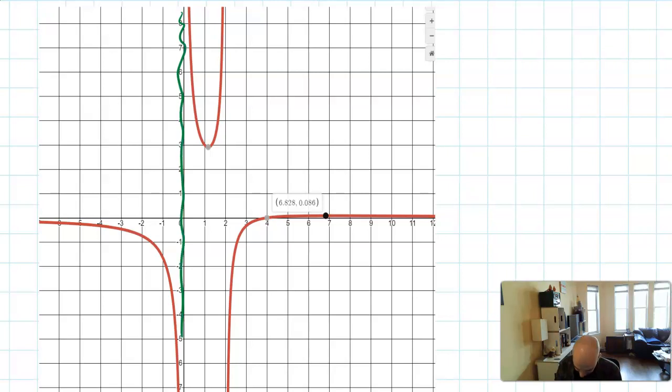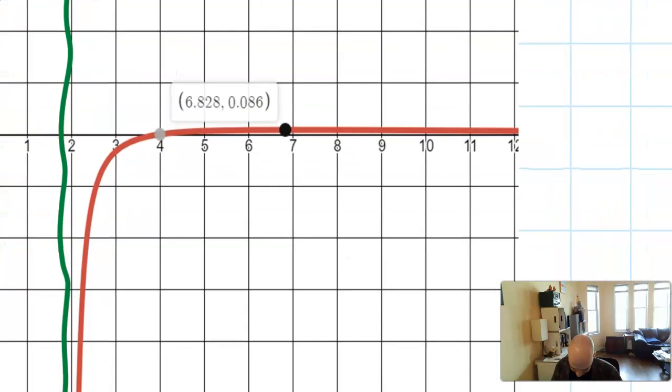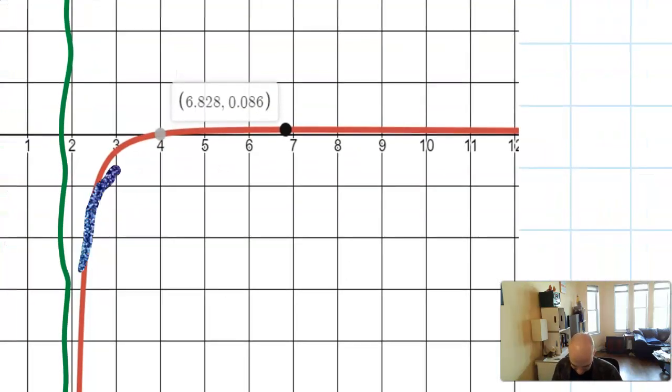You can see those vertical asymptotes at 0 and 2. You can see the horizontal asymptote at 1. You can see the other branches of the function being either up or down, not touching the axis. And specifically, you can see right here, the function does cross at 4.